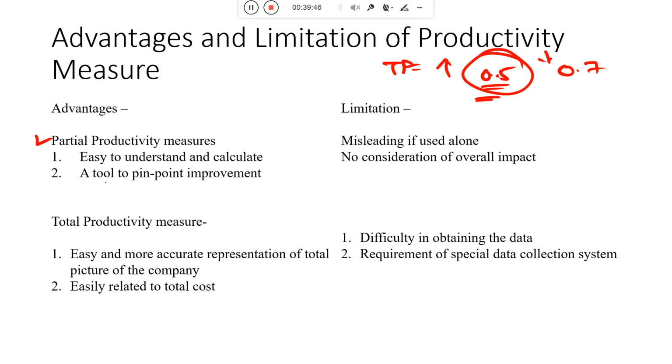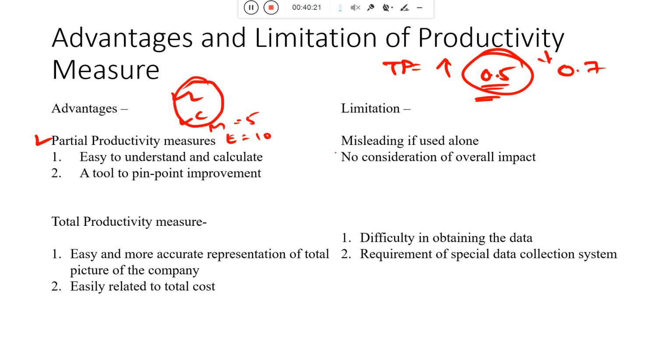The partial productivity actually gives you a pinpoint for improvement. You identify the labor productivity, the capital productivity, the material productivity, the energy productivity, as we did in the numerical. Then you can pinpoint that I need to improve the labor productivity and capital productivity, because material is 5 and this is, I think, 10. So I need to focus on these two things. Are you getting my point, class? Yes, sir. Okay, very good.